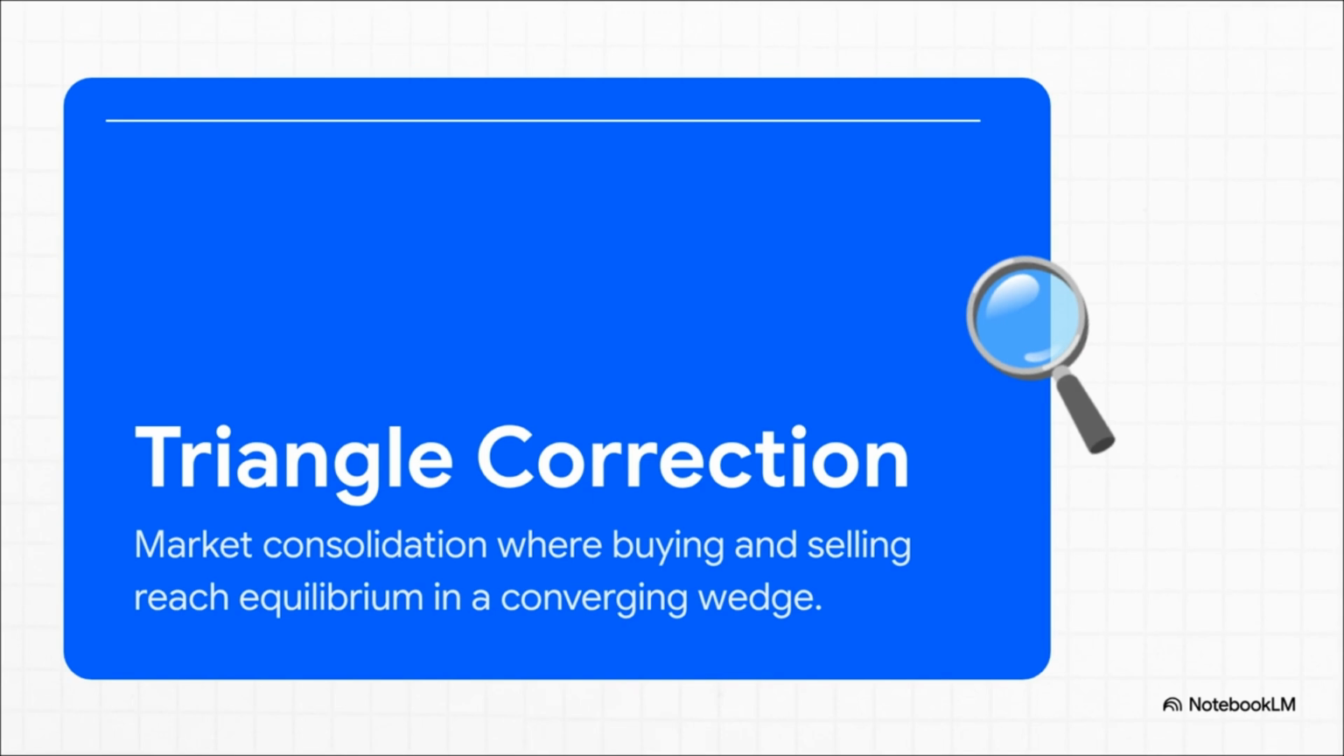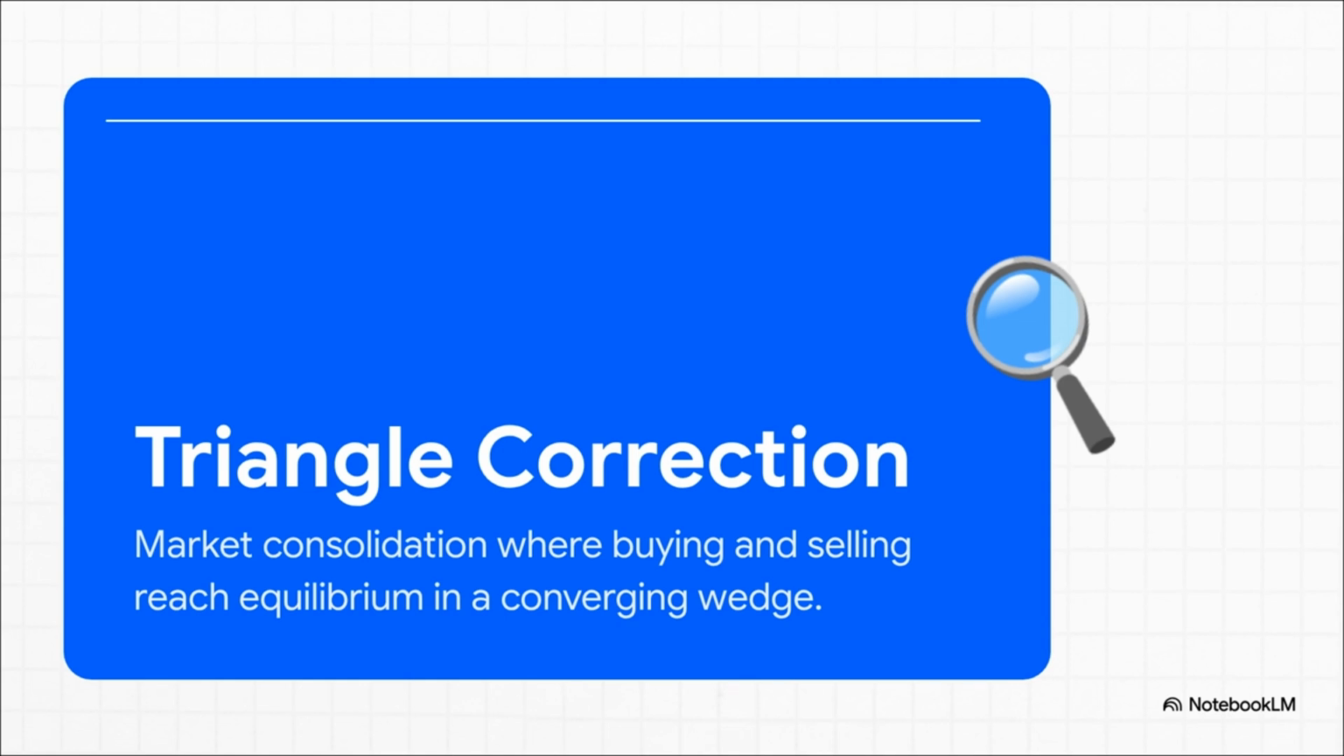Markets rarely move in a straight line forever. Even in the absolute most aggressive bull or bear trends, prices eventually have to pause. A triangle correction is exactly that pause. It represents a period of market consolidation where buying and selling pressure reach a state of temporary equilibrium.